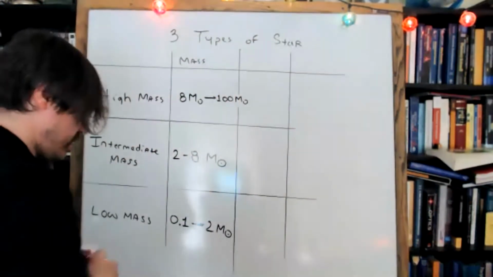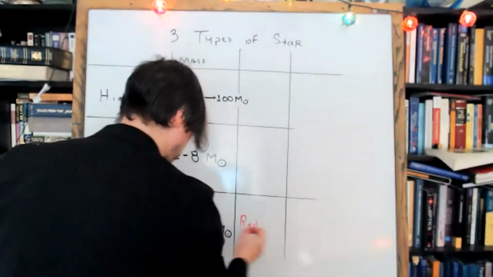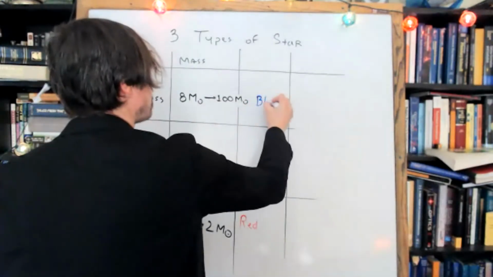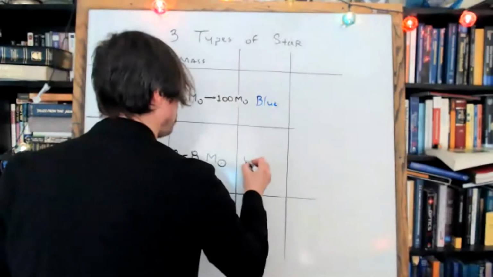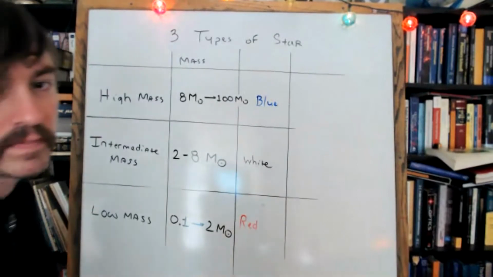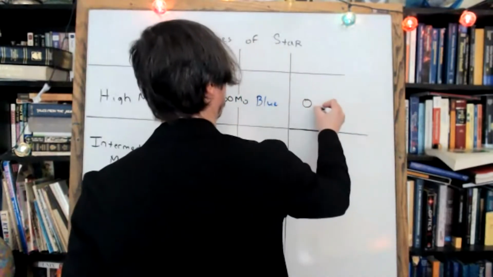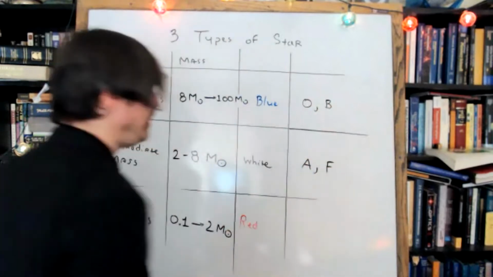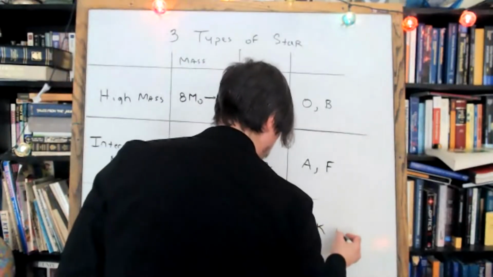The colors, if you put it quite simplistically: low mass stars tend to be red, high mass stars tend to be blue, and the intermediate mass stars, they just tend to be kind of white. One last thing, the spectral types. The spectral types of these stars are O and B types. These are A and Fs. And here we have G, K, and M.